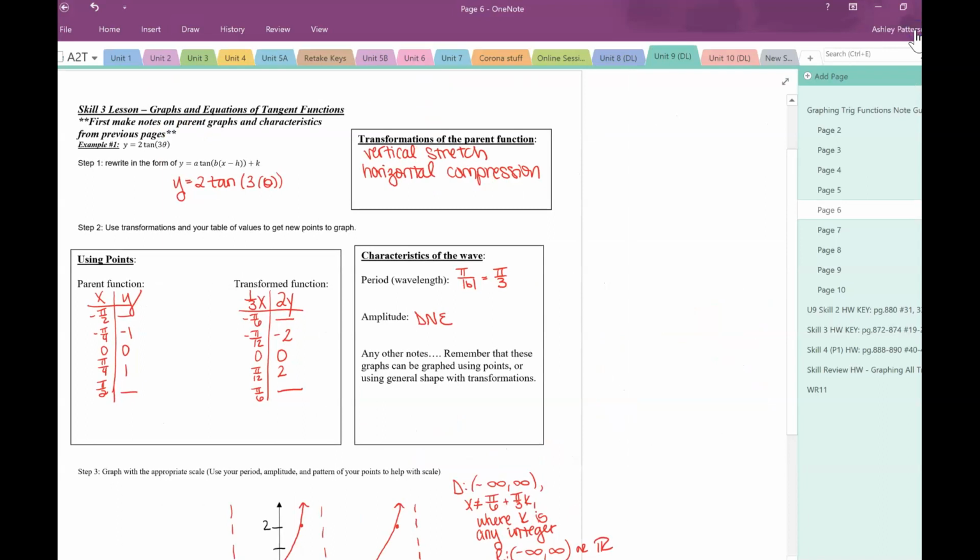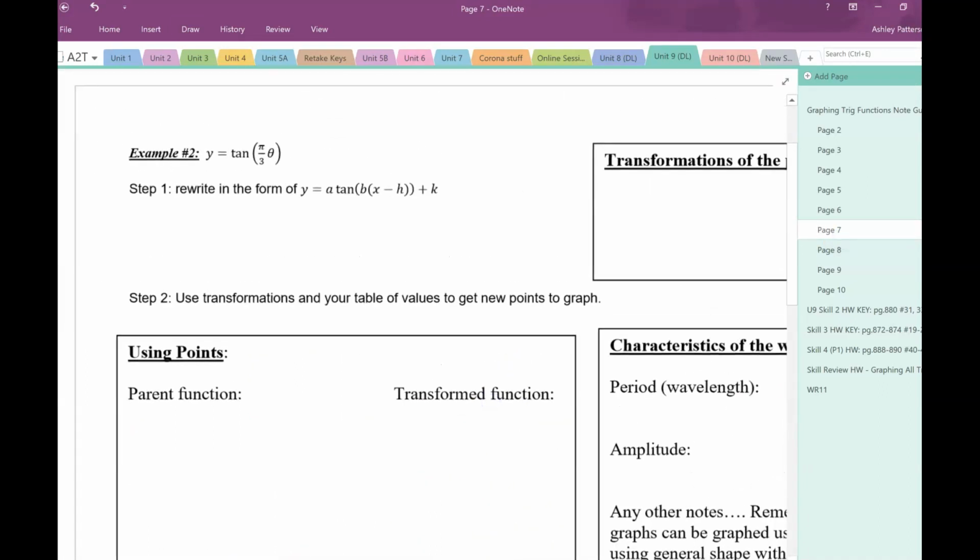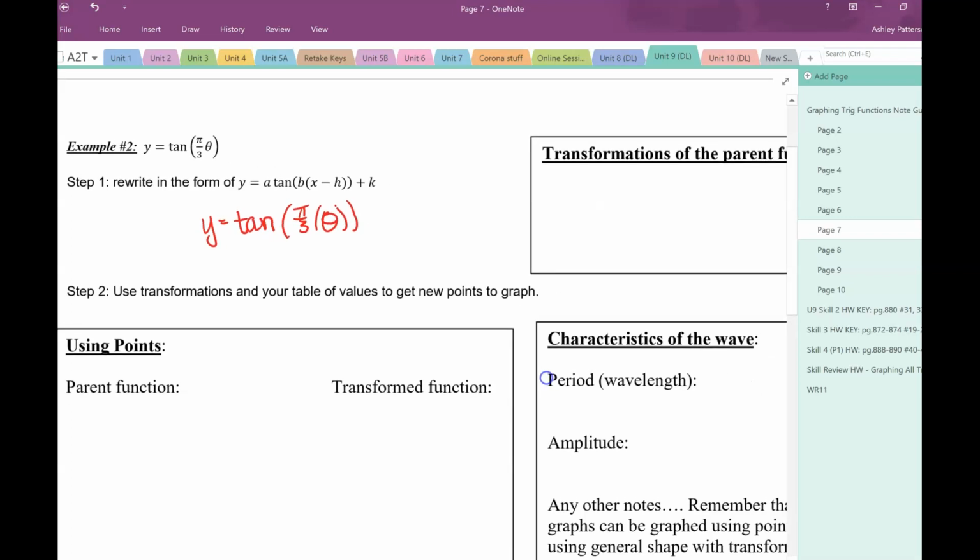Okay, that was example number 1. Example number 2. Now, keep in mind, if there's a b value, you have to factor it out. Okay, so we have y is equal to the tangent of pi over 3 times theta. Theta is your input. That's a funky looking theta. Change it to x if you don't like it, or just erase your theta and do it again if you don't like it. There we go. All right, we only have one transformation. A is 1, h is 0, k is 0.